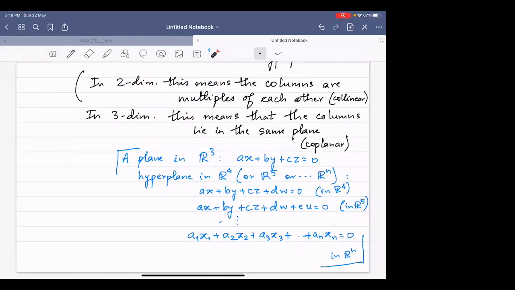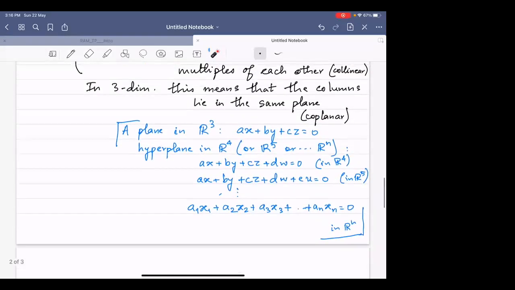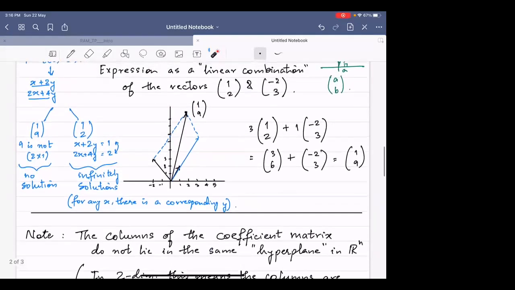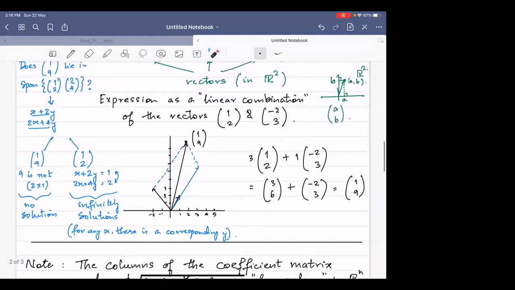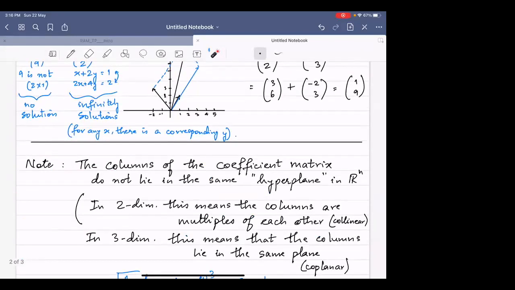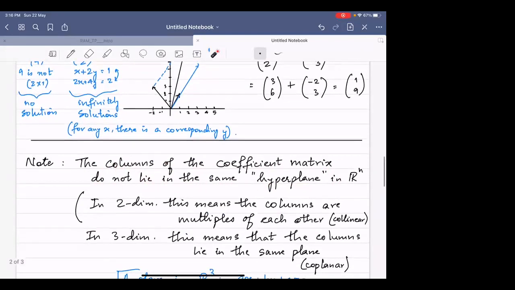And in higher dimensions, we want to make our language independent of the geometry. Whether somebody has intuition or not, they should be able to work this out. So that's what we will be doing. Now everything we want to take to algebraic language. What is algebraic language? Algebraic language is exactly this statement here, that the columns of the coefficient matrix do not lie in the same hyperplane. This whole thing can be expressed by saying that the columns are linearly independent.